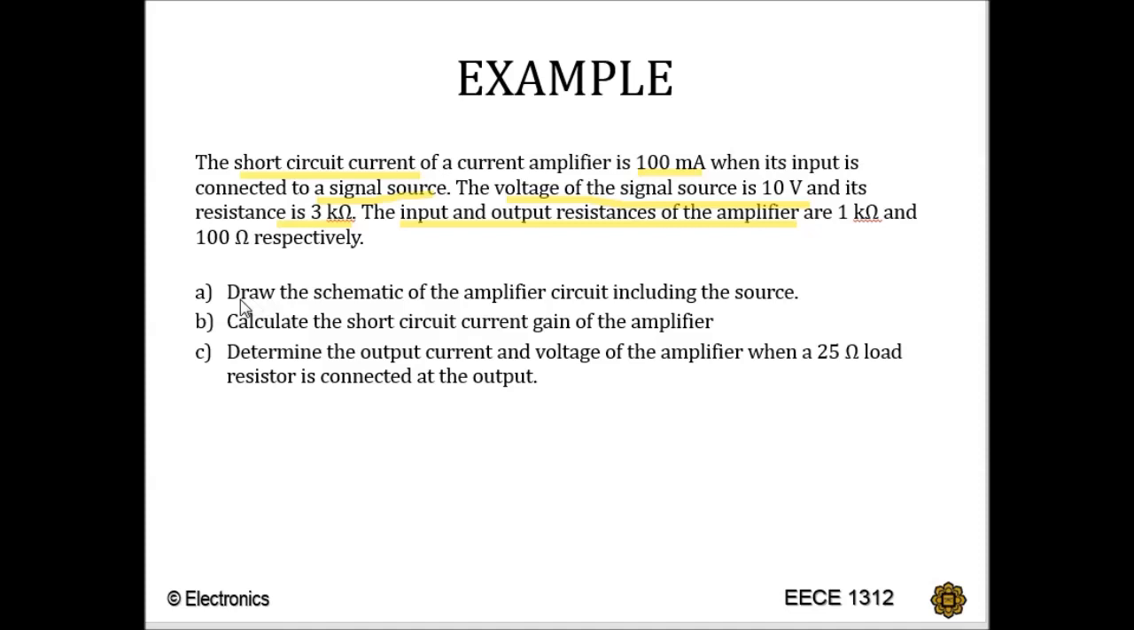So you can see that there are three parts. The first one is to draw the schematic, meaning the block diagram: the input terminal side and the output terminal side, how it looks, including the voltage source. Then calculate the short circuit current gain, meaning you are going to calculate AI, and as usual calculate the output current and voltage. These two parameters are at the output terminal. And there is a load of 25 ohm. This is your RL.